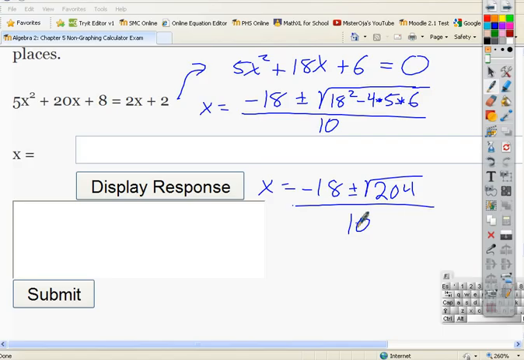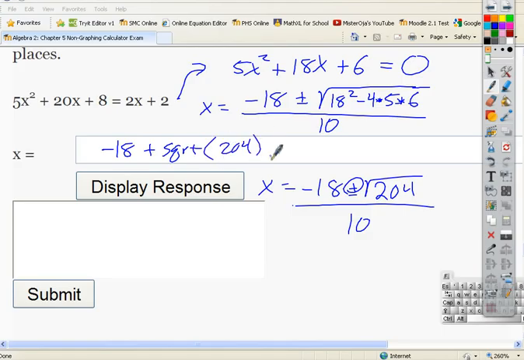Negative 18. Plus or minus, we're just doing the plus. Okay. SQRT. We're getting parentheses though. Parentheses, I need those, don't I? So it divides the whole thing by 10. There we go. Okay, good. And that's right. I promise you that's right.